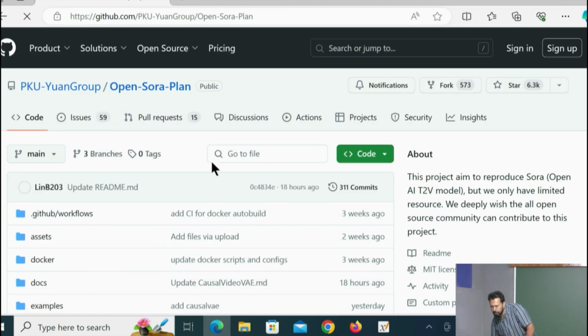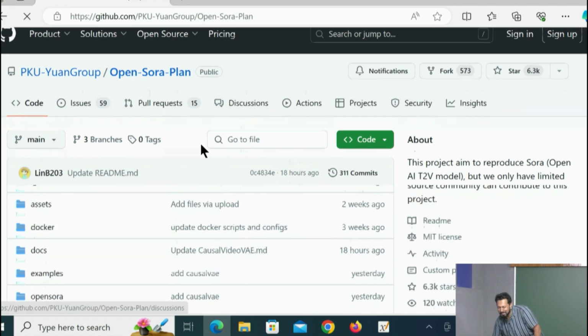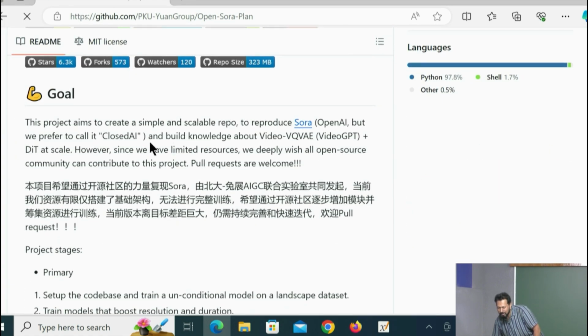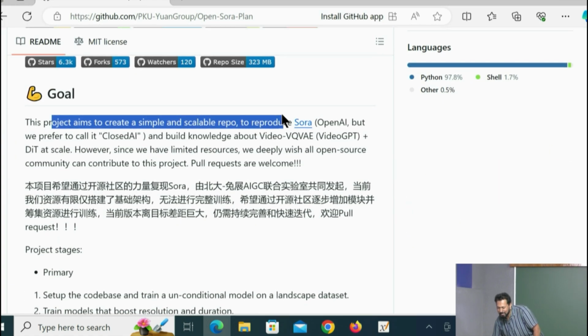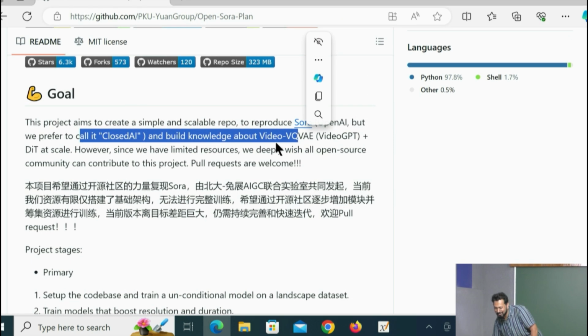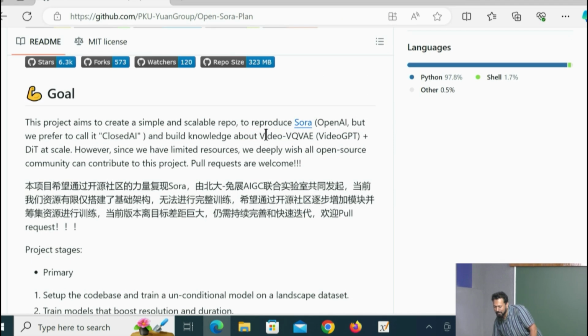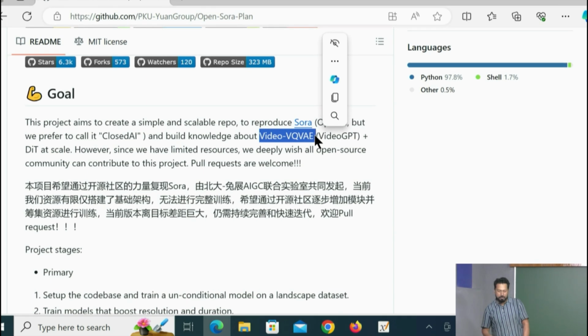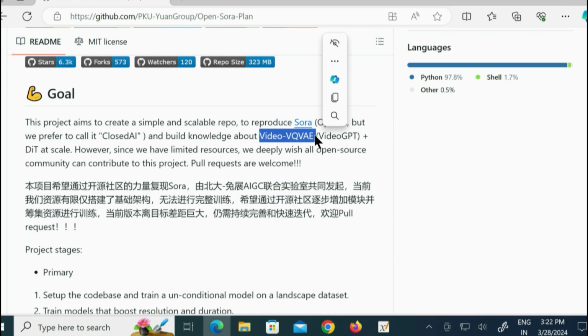Okay, so they want to do this VQVAE. If you see this, they call it the Open Sora plan. So Open Sora, but we prefer to call it closed. Yeah, this is a bit political, but you see their idea is similar. In fact, this is what was a bit revealed by the Sora paper. Of course they don't tell you the details, but they were saying something like this.